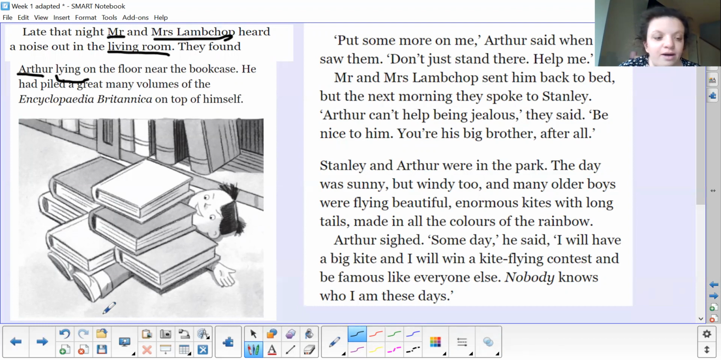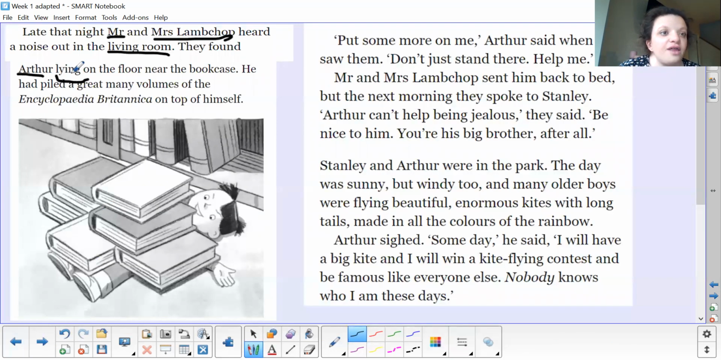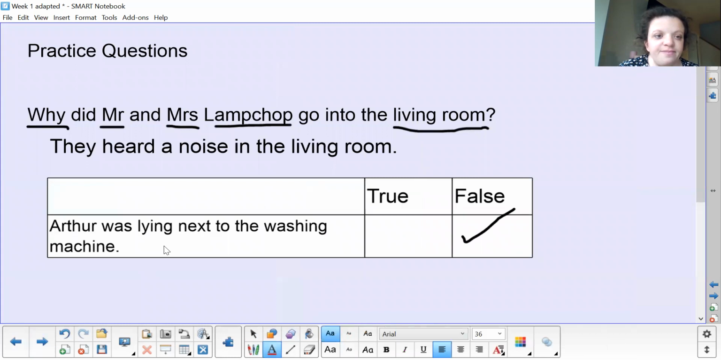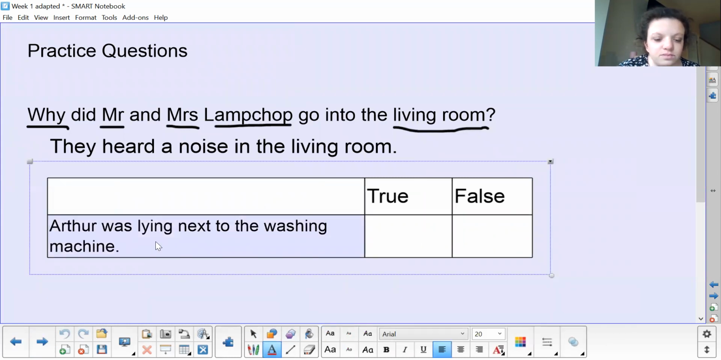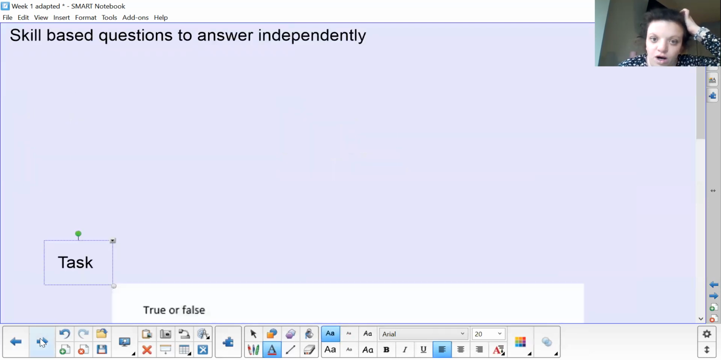Okay, well done if you got that one. So what did you think, true or false? I'm going to put false because he wasn't lying next to the washing machine. If I read it, they found Arthur lying on the floor near the bookcase. So he wasn't lying next to the washing machine. He was lying near the bookcase. So I'm going to change that to near the bookcase. That's my right answer. Okay, well done. Fantastic. Right, okay. Let's go down the page.